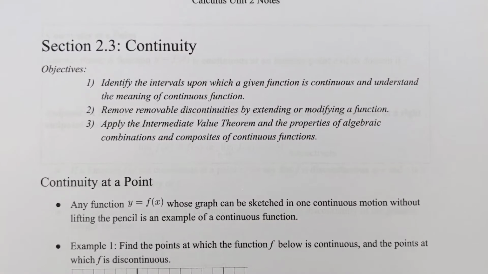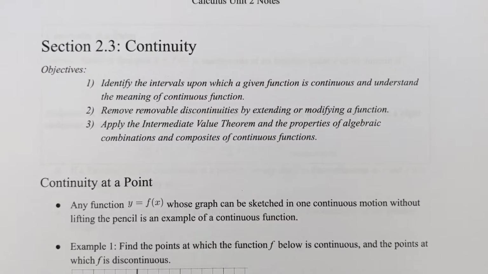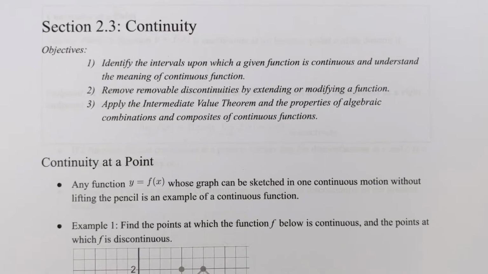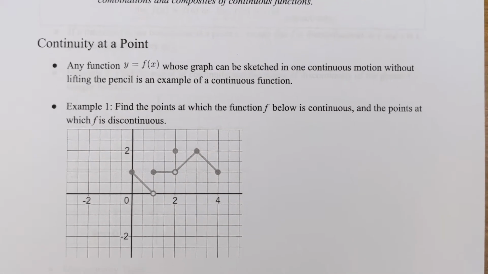Okay, so here we have notes for section 2.3, which is continuity. So we've got your objectives: identify the intervals upon which a given function is continuous, remove removable discontinuities, and apply the intermediate value theorem. Okay, so here we've got continuity at a point.